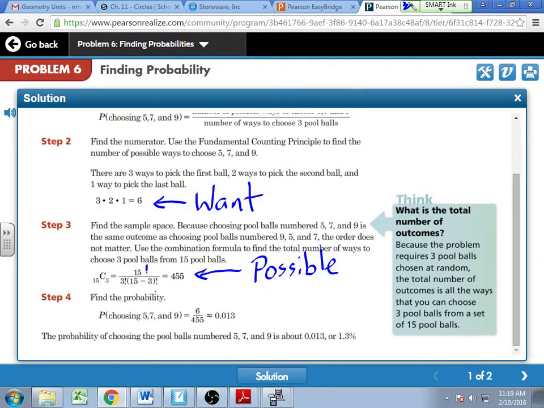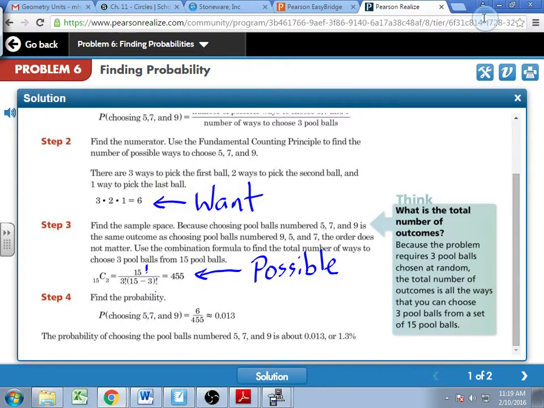So your probability of choosing what you want, those 3 balls, is 0.013, or just over 1%. That is very unlikely. Because it might not be that hard to draw 1, because that's a 1 out of 15 chance. But then to draw 2 gets even harder, and to draw 3 of what you want is very difficult.